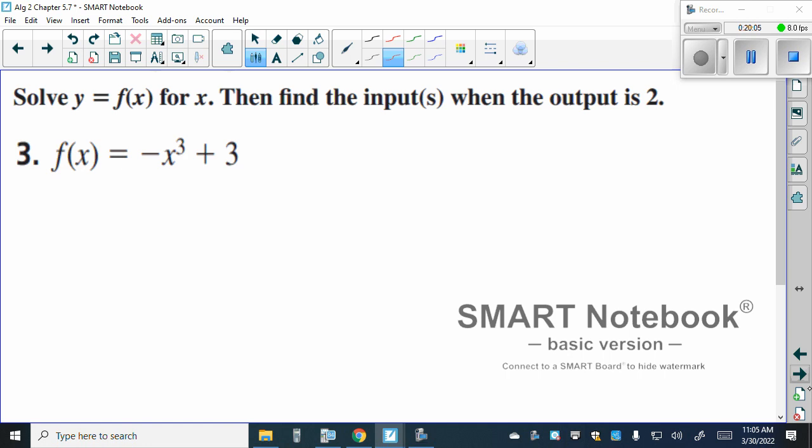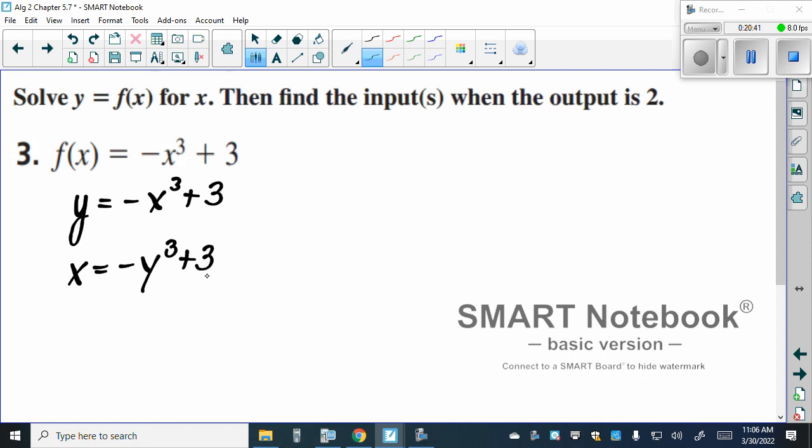All right, let's look at the next one. So we're going to find the inverse of this and then evaluate it for when the output is 2. Now the first main step, again, when finding the inverse is switching f of x with y. So y is equal to negative x cubed plus 3. Now our next step would be to switch x and y. x is equal to negative y cubed plus 3.